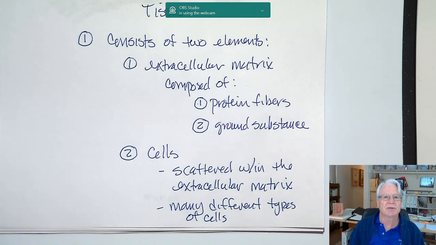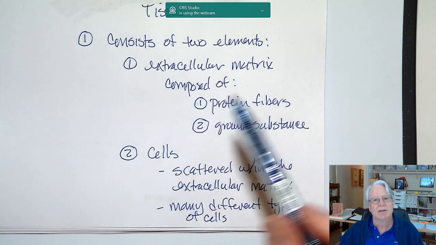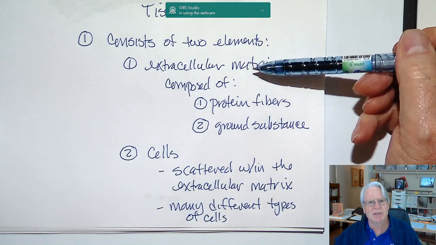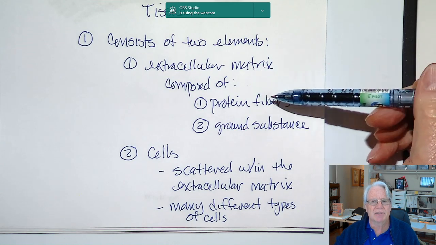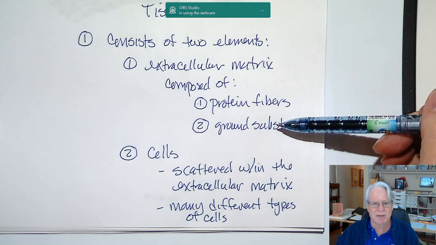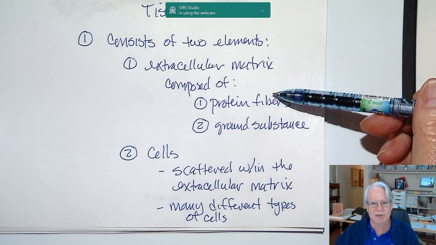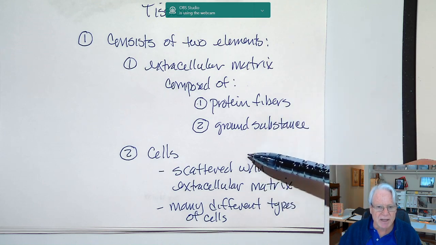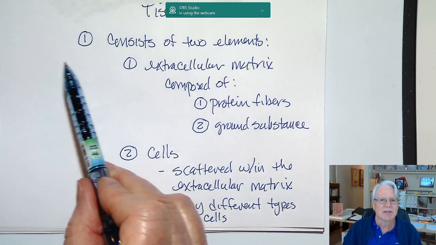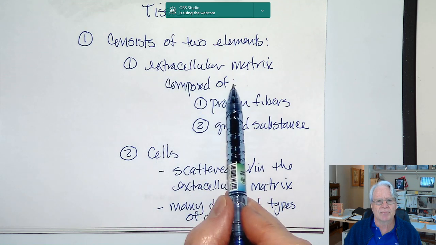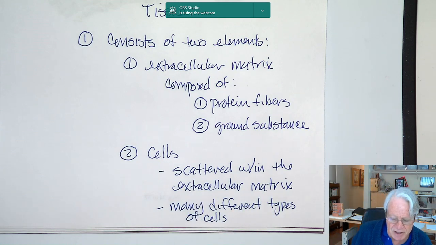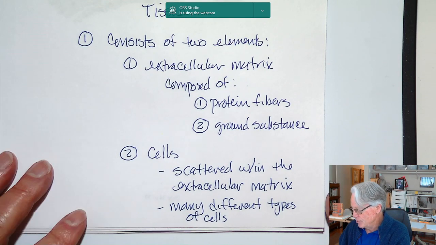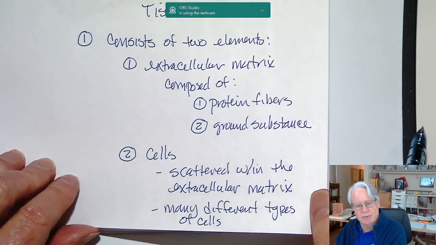So the first characteristic is that it consists of two elements. Those two elements are extracellular matrix and cells. The extracellular matrix is further broken down into proteins and something called a ground substance, both of which we will be talking about very shortly in detail, as well as cells. The cells are scattered within the matrix, and there are many different types of cells. Okay, so this is very unlike epithelial tissue in terms of its composition and structure.